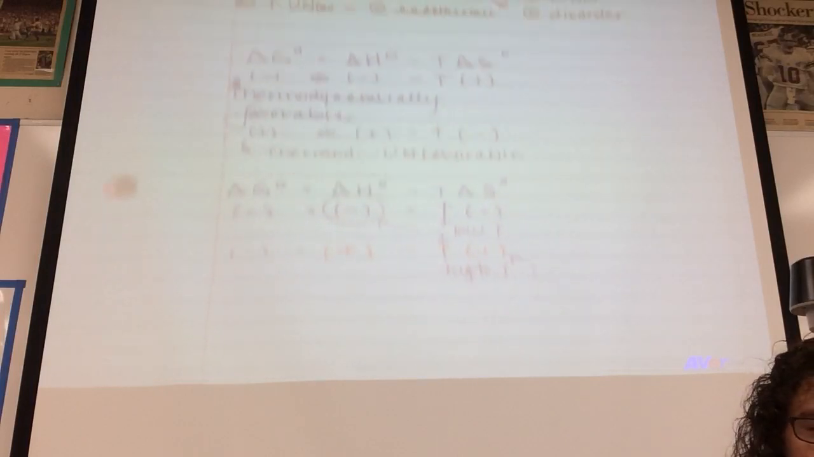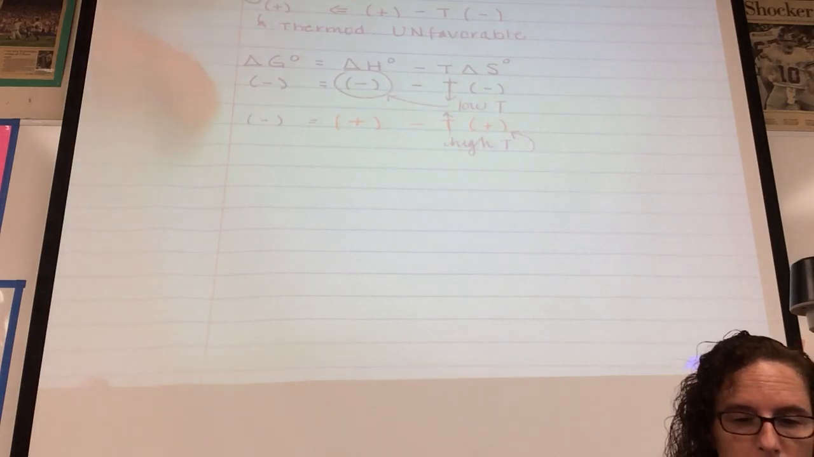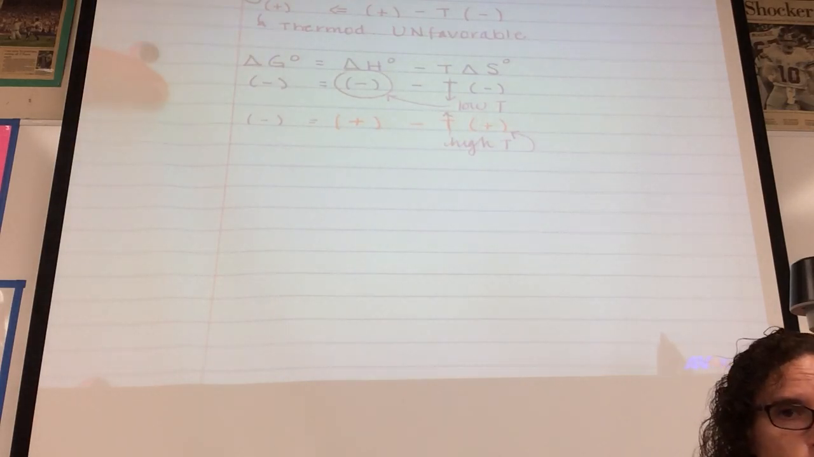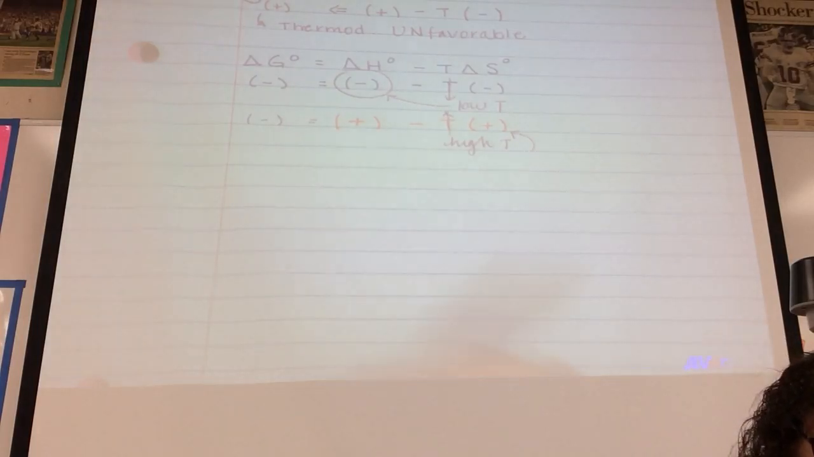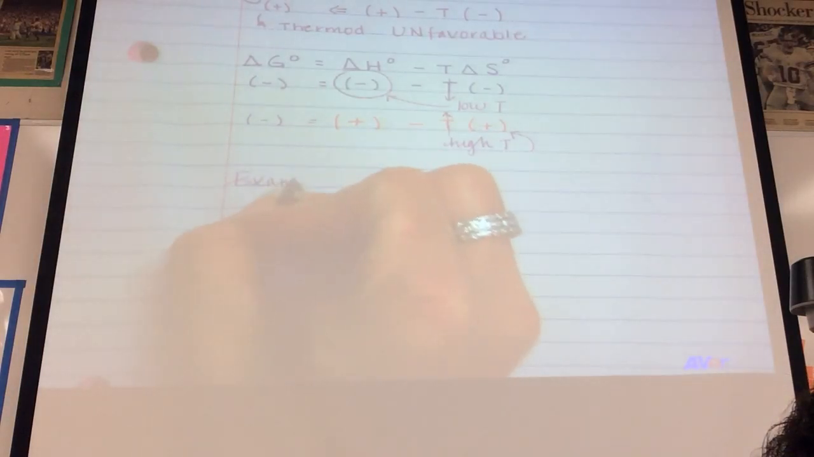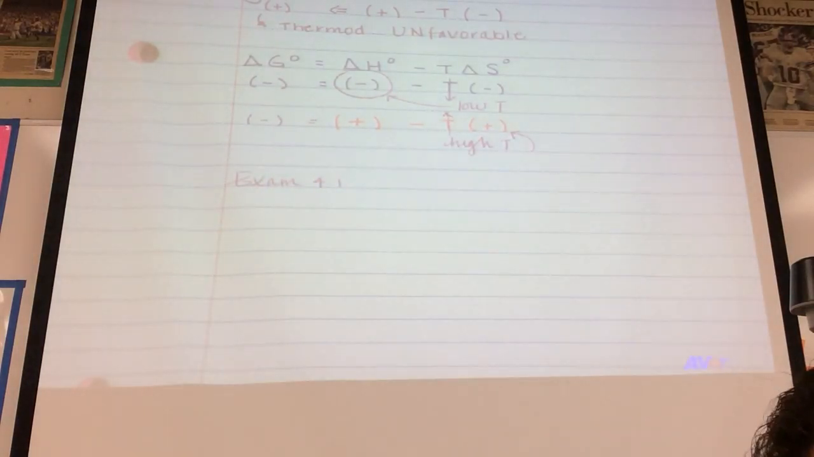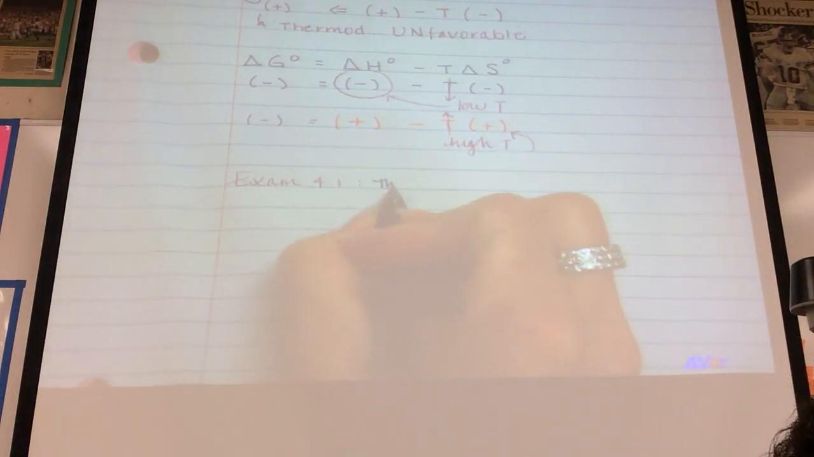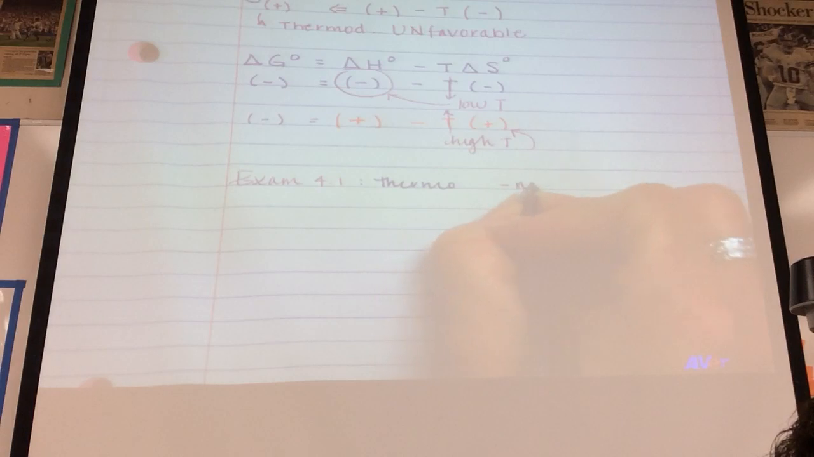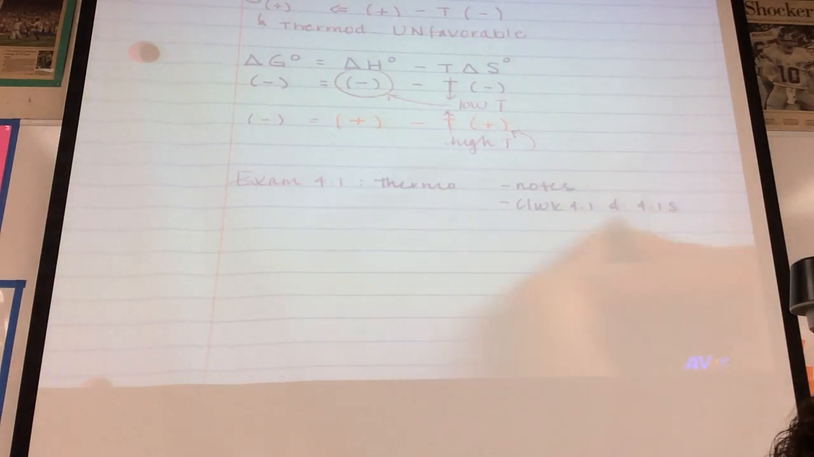In regard to your test, you want to make sure you're very comfortable with this concept. This is something that was not on your quiz. You want to make sure you're comfortable with Hess's law. That was something that wasn't assessed on your quiz either. So in preparing for exam 4-1, you really want to go over your thermo chapter. I would look through my notes. I would look at classwork 4.1 and 4.1s. You will be completing classwork 4.1 today.